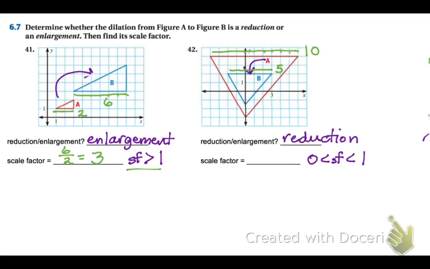Now our scale factor has to be between 0 and 1. If we put the 10 over the 5, that equals 2, and that is not between 0 and 1, so that's not going to work. But if I put the 5 over the 10 and simplify that, the scale factor is equal to 1/2. Please remember to simplify.